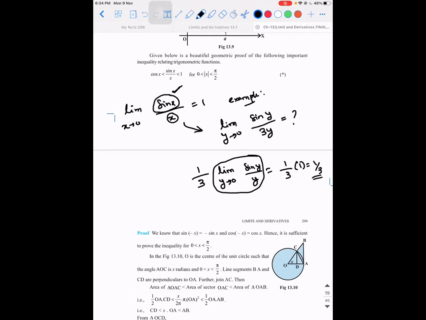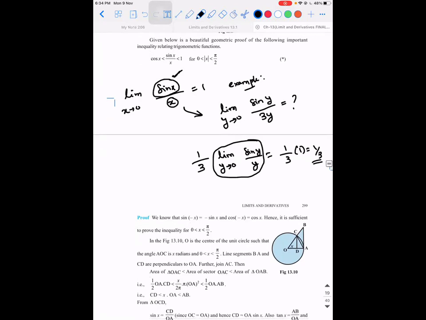Did you understand how to apply it? Similarly, you will have other sets of questions like this. Limit x tends to 0, sin 3x divided by x is what?